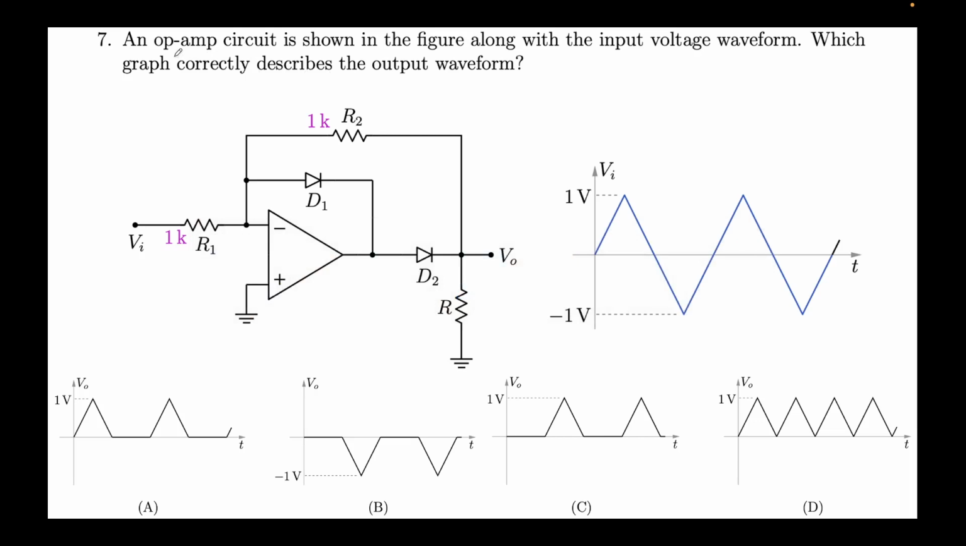Now problem 7 states that an op amp circuit is shown in the figure along with the input voltage waveform. Which graph correctly describes the output waveform? So this is a circuit with an op amp, and you can see there are two diodes.